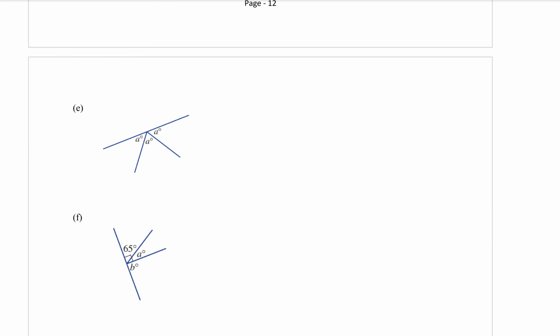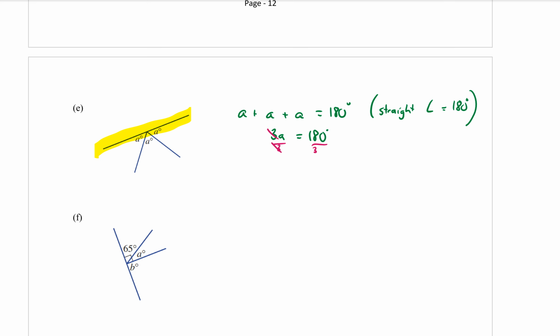E, here is my straight line. So those 3 angles will make 180. So I'll have A plus A plus A equals 180. We always have to write the reason down. Straight angle equals 180 degrees. A plus A plus A is 3A. And then I would divide by the 3 to cancel that away. A is equal to 180 divided by 3, which is 60 degrees.